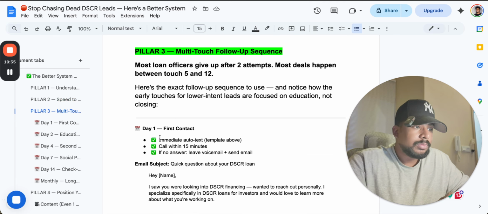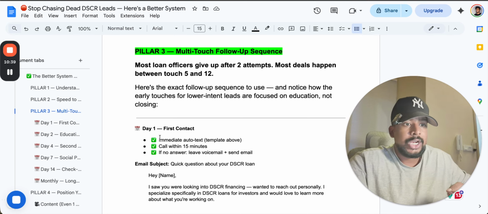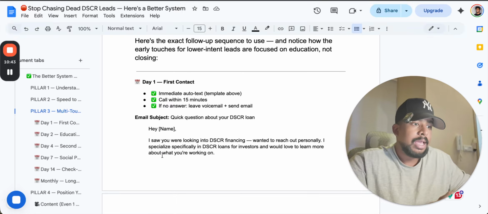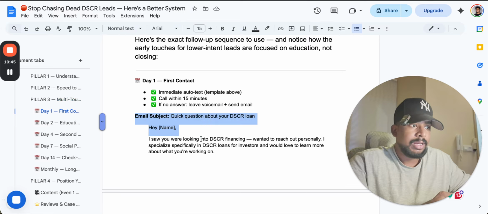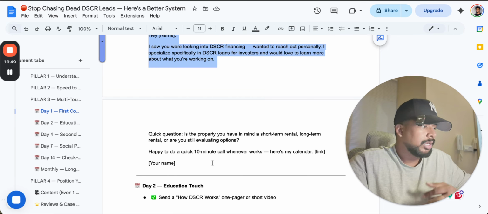Day one, always have an immediate text and call within the first 10 to 12 minutes. If no answer, have a system which sends a voicemail and email, and you can copy and paste exactly the same email. Pause the video, just copy the same content over here and use it in your sequence.